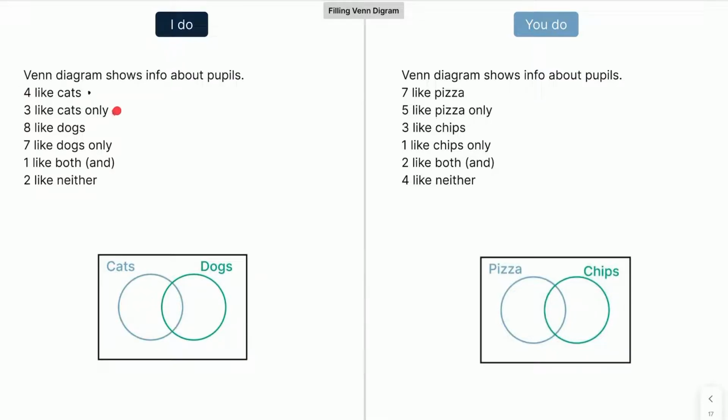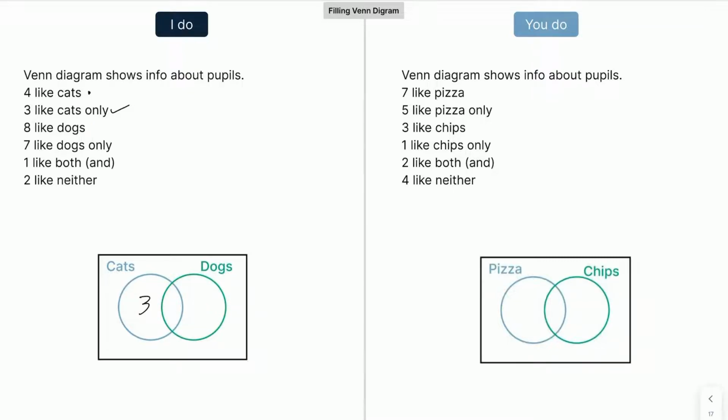We go to the next one. It says 3 like cats only. Now that's specific. So that's telling us that comes within this bit here. So we can write that in. Okay, so we've used this bit of information here. Now the next one tells us 8 like dogs. Again, it's not specific. Does that 8 go in here? Does it go in here? We don't know, so we skip that.